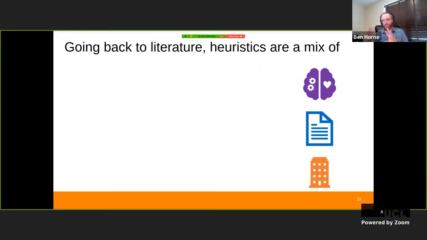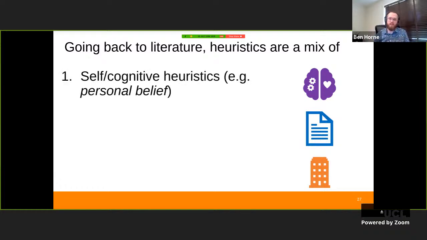So, sort of long-winded to say that after this study of qualitatively assessing responses, if you go back to the literature, you ultimately find that there are three broad sets of heuristics being used.